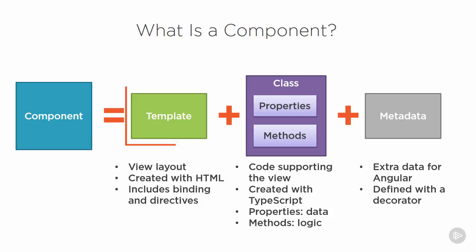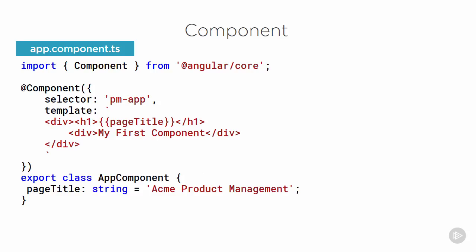So a component is a view defined in a template, its associated code defined with a class, and metadata defined with a decorator. Want to see what a component looks like in TypeScript? Here is a simple component. It might look complex at first, so let's break this component into chunks, starting at the bottom.